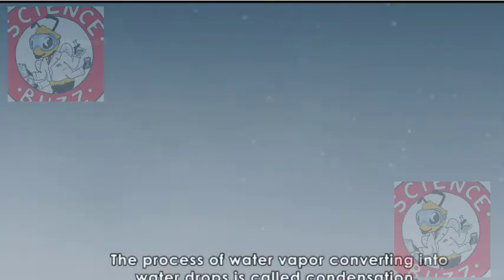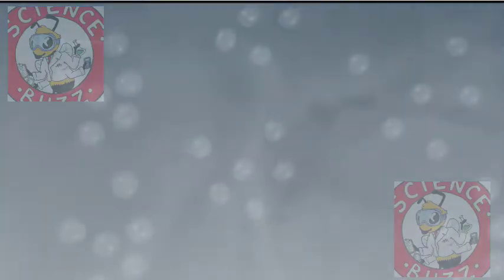Because of the drop in temperature, the water vapor changes back to water droplets. The process of water vapor converting into water drops is called condensation. Water vapor and dust together become clouds. Inside the clouds, the small water droplets join together and become bigger drops.